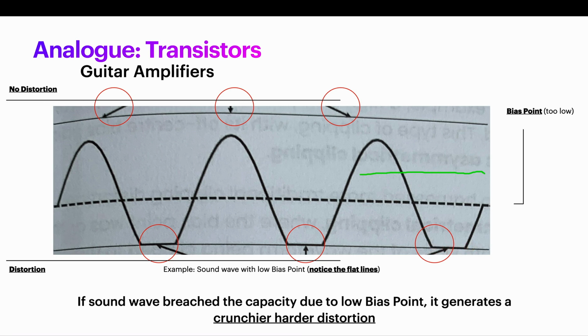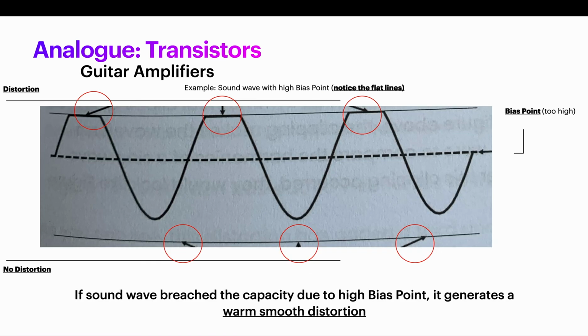Now, the opposite of this is also true. If you had the bias point, and again, I'll just draw that line, so if you had this line here in the middle, that's where the bias point was. If you now move this bias point up, what you're going to get is also a different type of sound. And in this case, what they noticed was that you had a warm or a smooth sound.